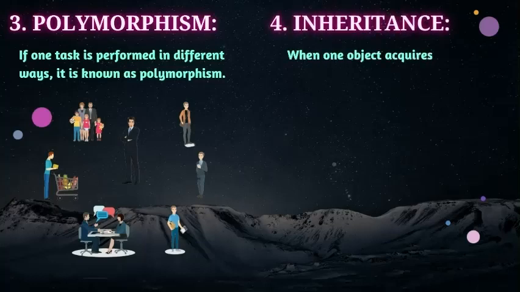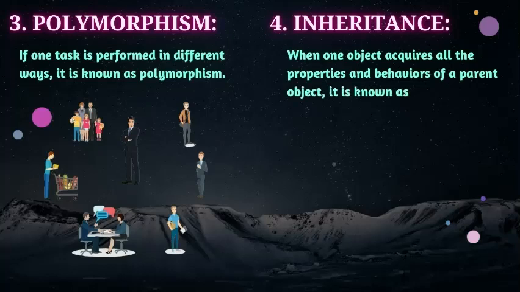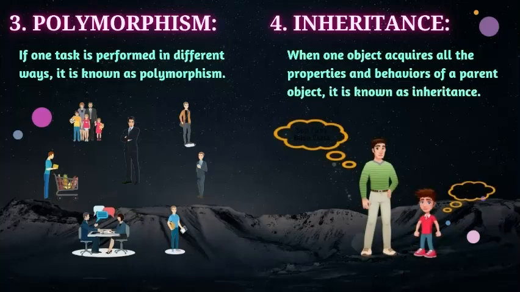Finally, inheritance. When one object acquires all the properties and behaviors of a parent object, it is known as inheritance. The real life example of inheritance is child and parents. All the properties of father are inherited by his son. See, in this diagram, father is a base class and son is derived class because son is deriving all the properties from the father.